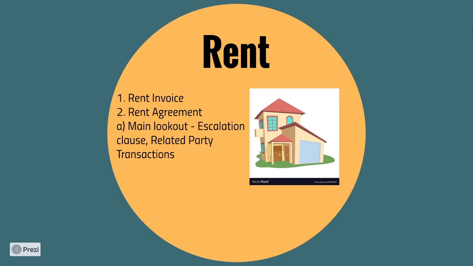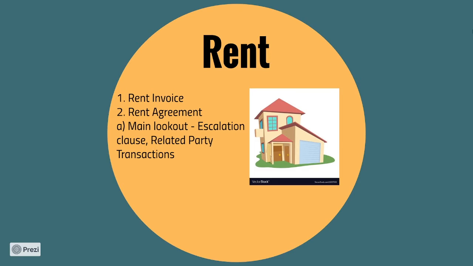First of all, we can verify the rent invoice and we can see the rent payment that has to be made every month. Then we can look at the rent agreement, and the main lookout here would be the escalation clause, which means that, for example, there can be an escalation clause of increase of 15% in rent after 3 years. So we have to recalculate the rent while keeping the escalation clause into account, and then we have to verify it with the trial balance. This is how you check the rent amount.